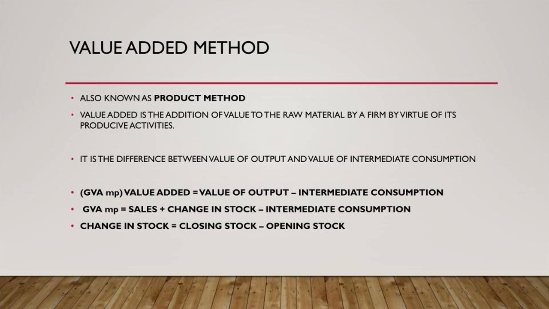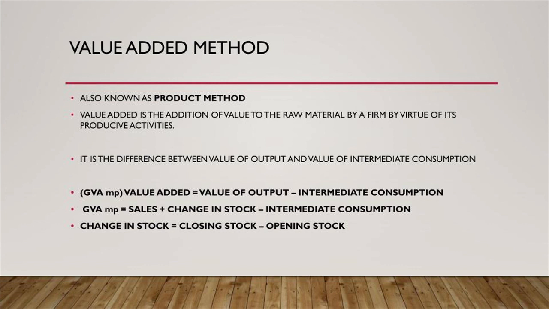First, let us discuss the value added method, which is also known as the product method. What is value added? Value added is the addition of value to the raw material by a firm by virtue of its productive activities. The value added is the difference between the value of output and the value of intermediate consumption. Value added, GVMP, is equal to value of output minus intermediate consumption.